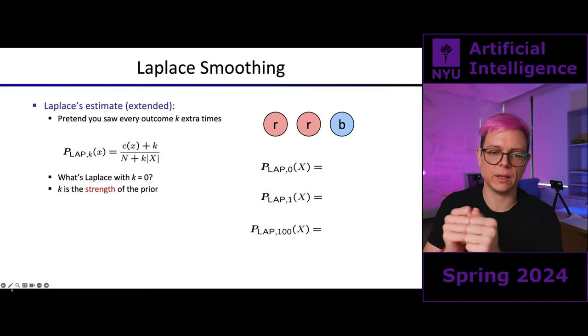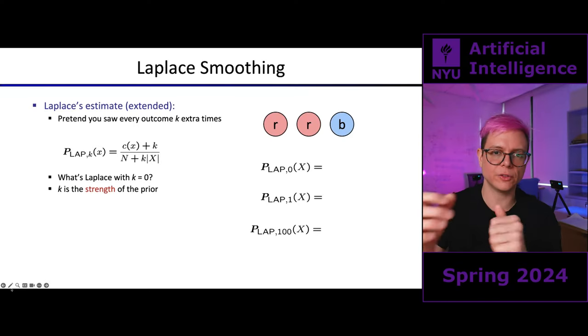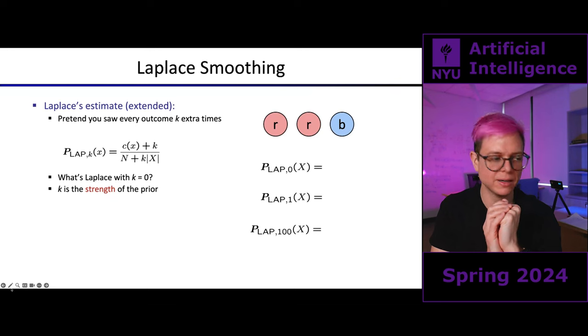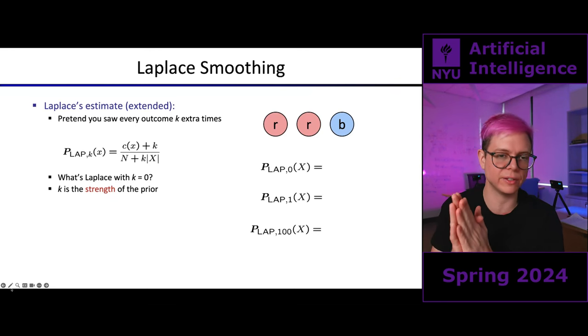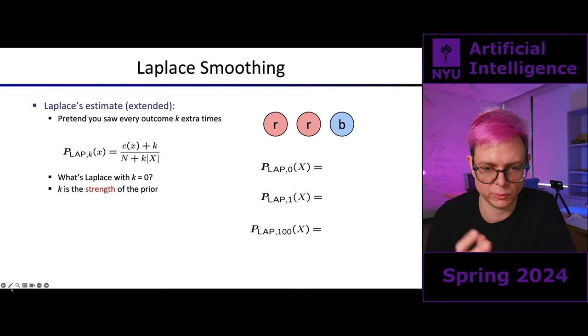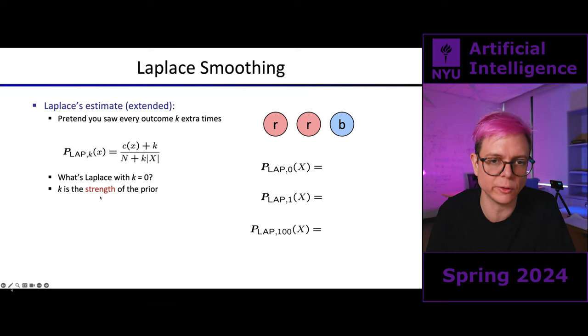So here we went to this generalization of the Laplace smoothing. And now I'm going to explain to you why this is smoothing. What is smoothing? So K is the strength of the prior. We don't care what the prior is, but it's the strength of the smoothing. So what is Laplace with K equals zero?